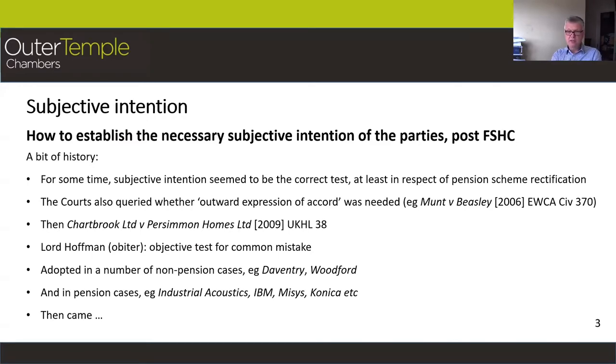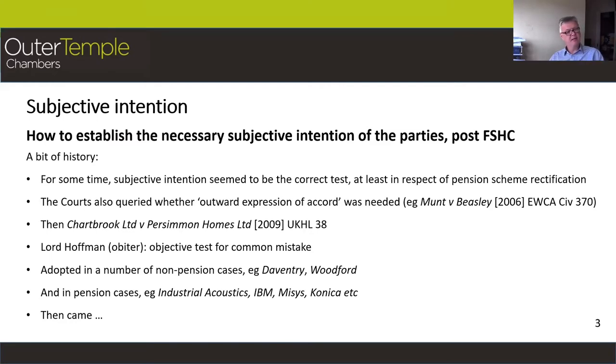We then had Chartbrook, a well-known case, not a pensions case, but it dealt with, amongst other things, rectification in the House of Lords. And Lord Hoffman, in what was strictly an obiter part of the judgment, said, in short, it is an objective test when you're dealing with common mistake. The cases fairly consistently say it's subjective intention where it's a unilateral mistake, but he said objective test for common mistake. That was then picked up by umpteen subsequent non-pension cases. Daventry and Woodford are two examples.